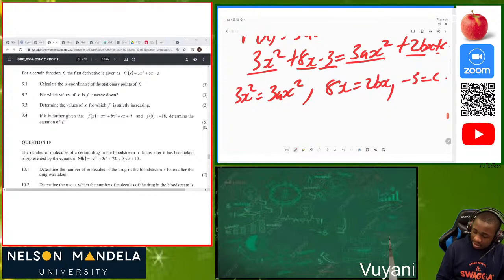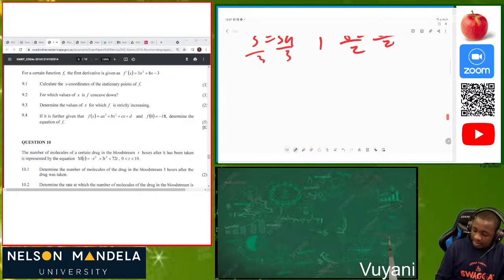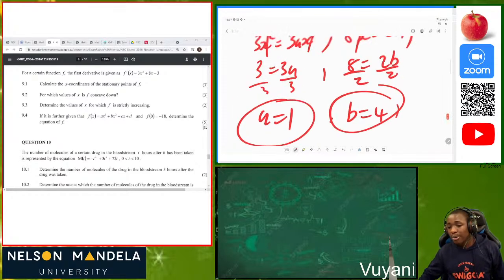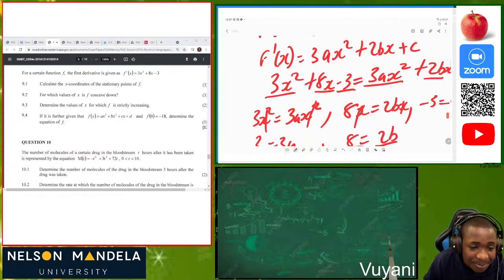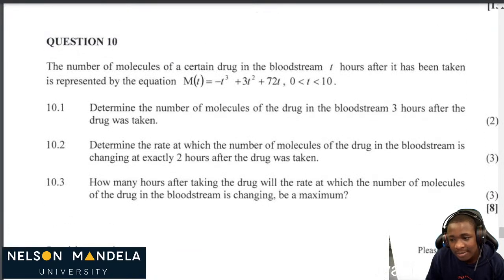So we can see that x and x will cancel each other. Then we are left with 3 is equal to 3a, and we are left with 8 is equal to 2b. Divide by 2, divide by 2. Divide by 3, divide by 3. Then we end up having our a equal to 1 and our b equal to 4. So that's how we do question number 9.4.